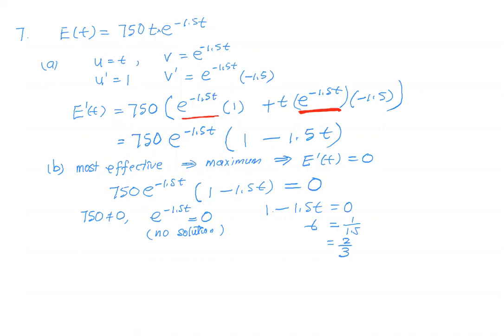So can I stop here? No. So what must I write? I must produce the sign diagram for E prime t. Start from 0 onward. Mark down 2/3. Maximum, correct? Positive, negative. So your E is maximum. So that's all. That is how you answer this question.